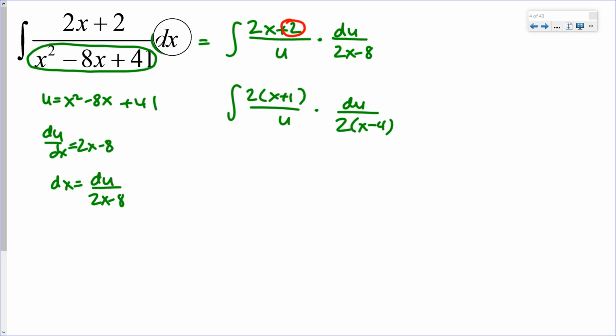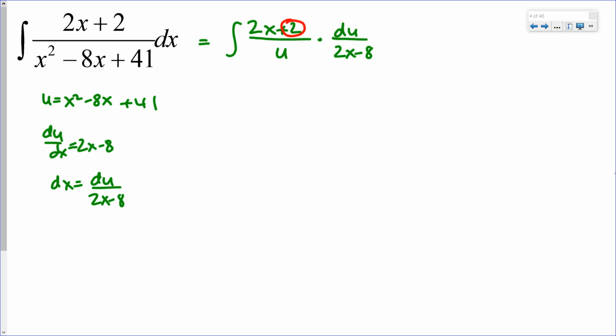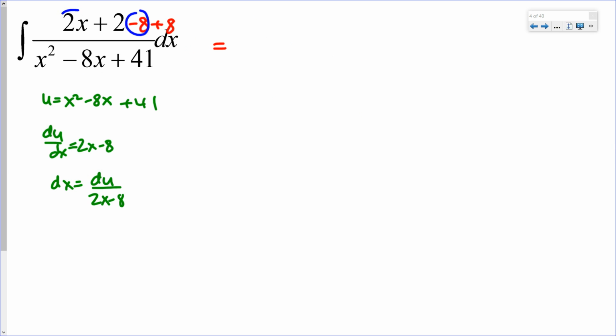Well, do I want to make it a minus 8? If you want it, then make it happen. Make this a minus 8. Well, if you subtract 8, you also need to add 8, right? So let me look at this. Maybe I can change this. I'm going to group the negative 8 together with the 2x.